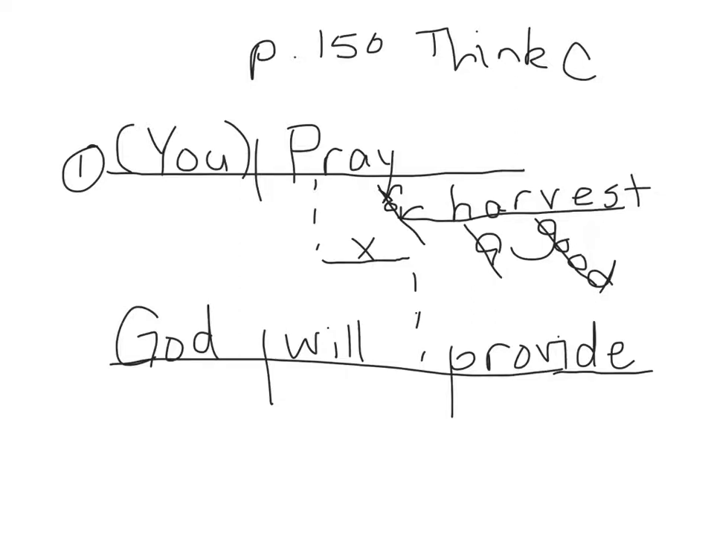All right, I have already explained this sentence from page 150, Think C, when I did the instructions for diagramming sentences with a semicolon before. But I will go ahead and explain it again. The subject is understood you. The verb in the first sentence of the compound is pray. For a good harvest is the prepositional phrase, and the sentences are joined with a semicolon.